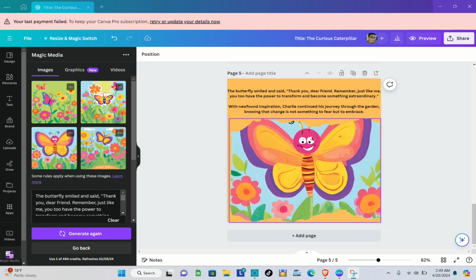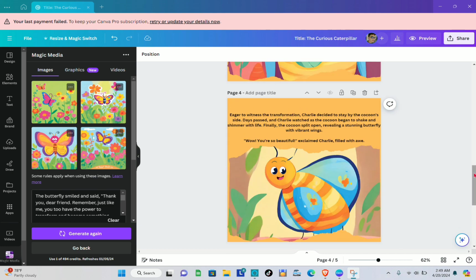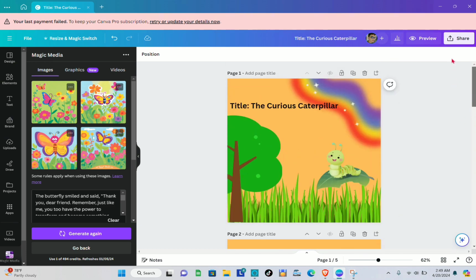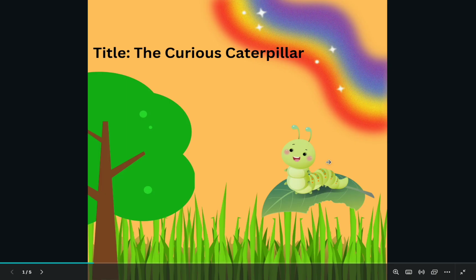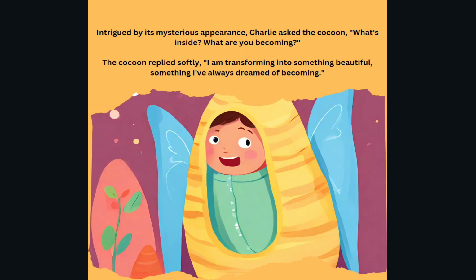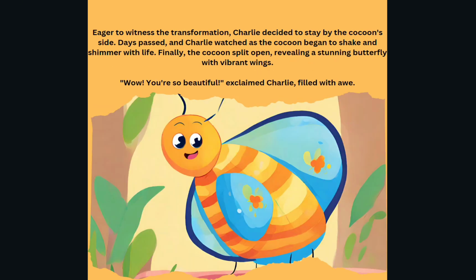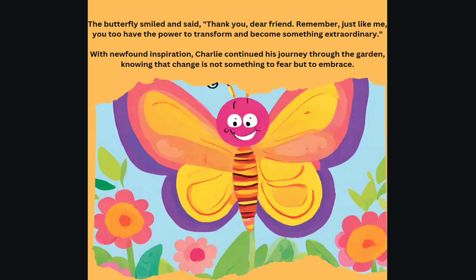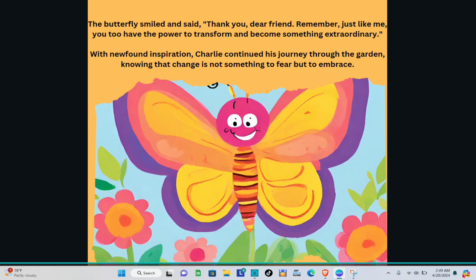As you can see, we have successfully created a storybook for children with the help of Canva and ChatGPT. I'm just going to preview this one. This is just a very simple process, but it will take a while for you to make this. You just have to follow those steps so you can generate your image and then create your storybook.